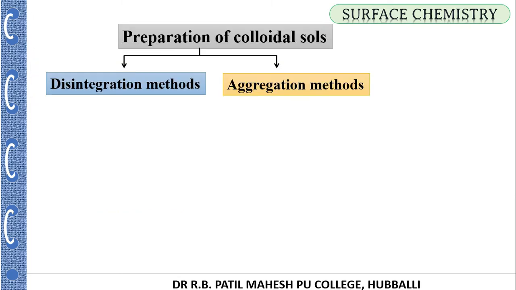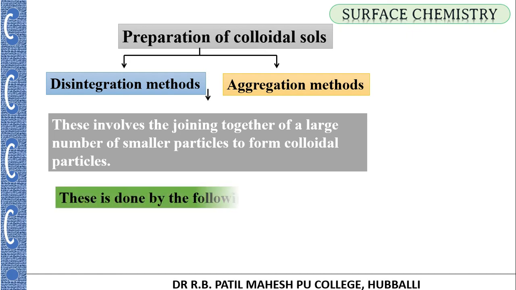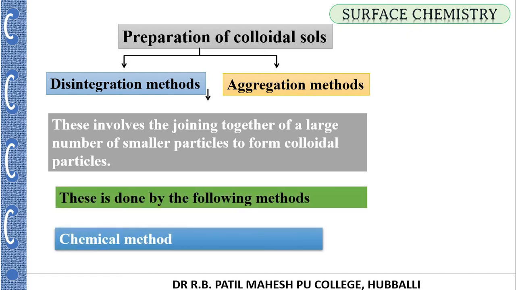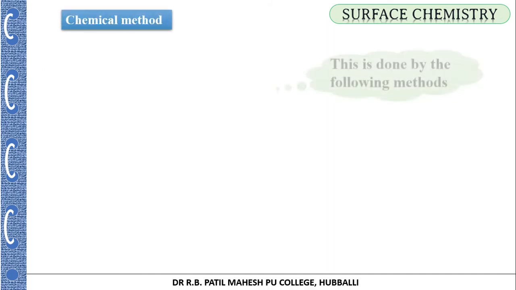Now let us see preparation of colloidal sols. In that one we have seen disintegration methods. Now let us see aggregation methods. As the name itself indicates, as I already told, this involves the joining together of small molecules in large number, thereby forming the colloidal particles. And this can be done by the following chemical methods. Let us see one by one. The first one is the double decomposition method.